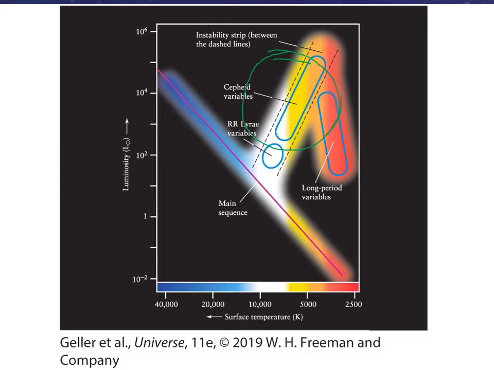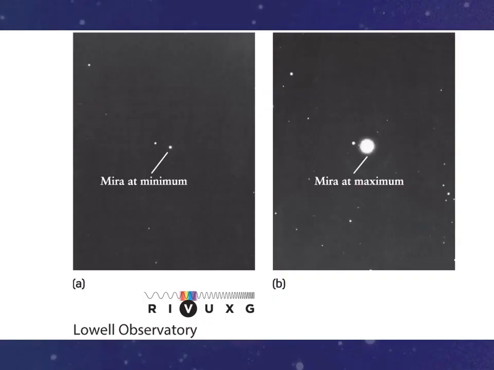and the stars in the lower edge of the instability strip are our RR Lyrae variables. Stars in the upper edge of the instability strip are your Cepheid variables, and nearby are the long period variables like Mira. Mira will expand and contract and change in brightness drastically. And so we've already talked about all of these sorts of things with variable stars and pulsating variables when we were talking about the HR diagram.